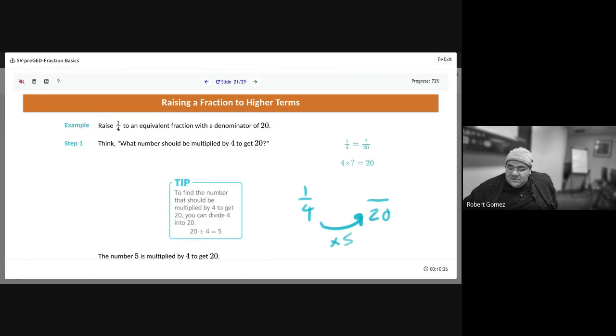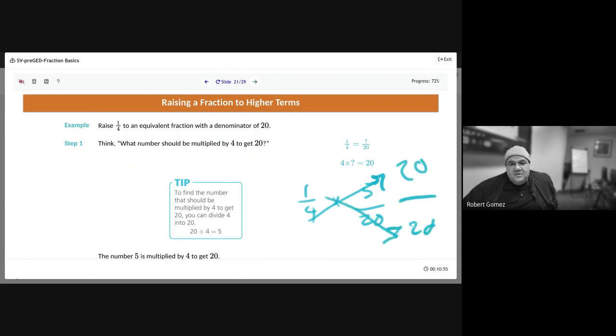So then I'm going to do the same thing. I'll multiply the top also times 5. And 1 times 5 is 5. It's going to give me 5/20. Now, if I want to see if those are equivalent, I just need to cross multiply 1/4 and 5/20. So 5 times 4 is 20, and 1 times 20 is 20. There you go. They are equivalent, so that works.